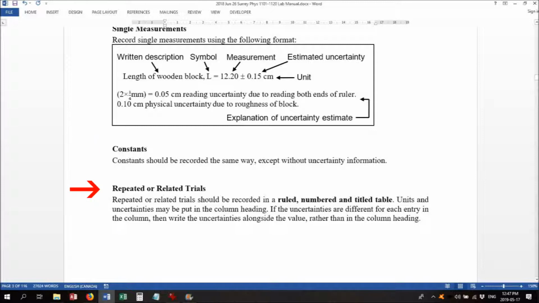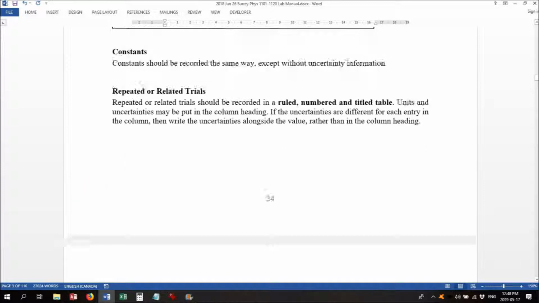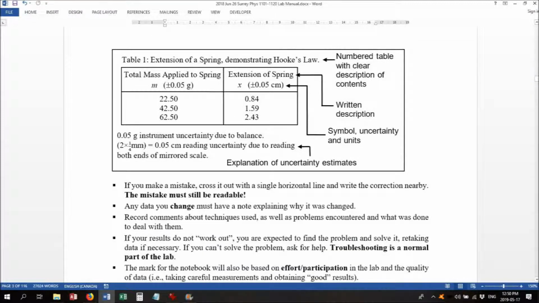If you need to take repeated or related data, then it's best to put your data in a table. So flip to the next page to see an example of that. Here's an example of a table. Note that in the column headings, they have all the same information that we had for a single piece of data. They've got the variable name, the symbol, the uncertainty, and the units. And then close to the table, they again explain all of the uncertainty choices that were listed in the table. So it's all the same information you had before, except in a table format.